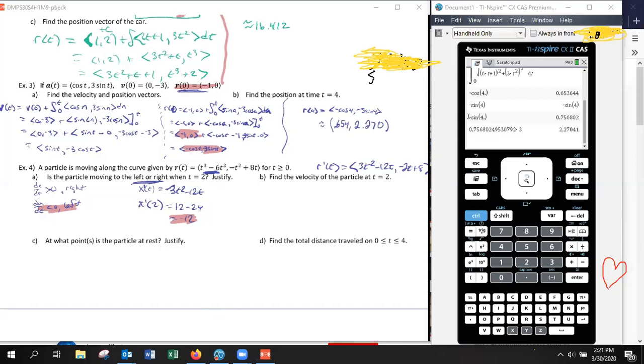That was somebody else. So anyway, how the AP would look at this, I would say the answer is the particle is moving left, since x prime of 2, or dx/dt at t equals 2, is less than 0.